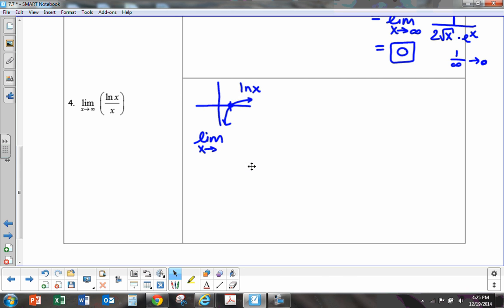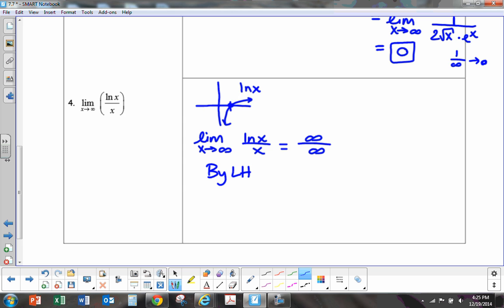So if I just plug in, the limit as x goes to infinity of natural log of x over x, eventually natural log will reach infinity. It just takes forever. It grows very, very slowly. But eventually it'll get there. So that's infinity over, and then the x, infinity. So by L'Hopital's rule, that is a case where I could apply L'Hopital's rule.